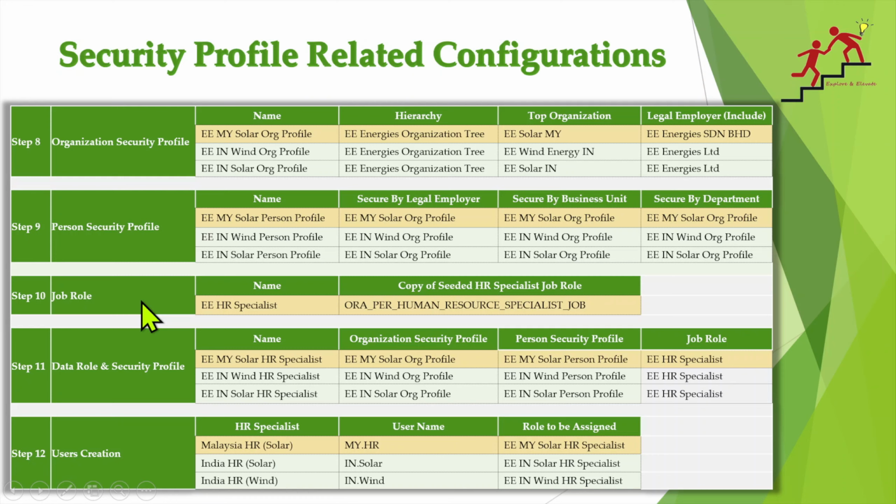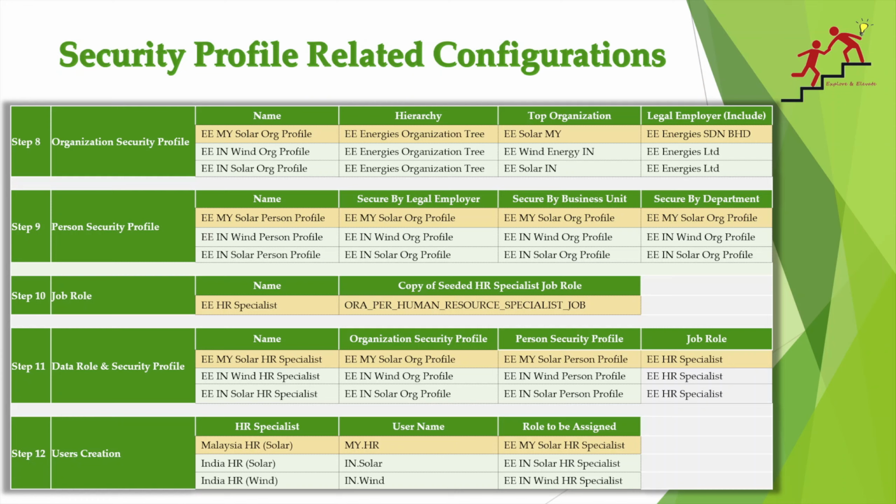And the next step is to create the new HR specialist job role named EE HR Specialist by copying the seeded HR specialist role. This way we make sure that we are not modifying the seeded role. The next step is to create the data role by mapping the job role we created at step 10, and the respective organization and person security profile we created at step 8 and step 9 respectively. This data role will now apply the security criteria based on the security profiles. And as a final step, we will create users and assign the respective data role we created at step 11.